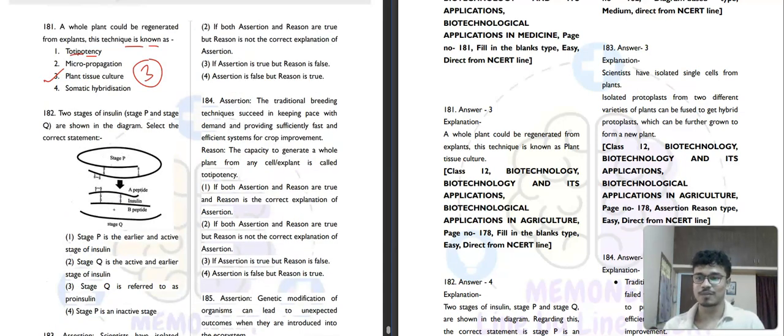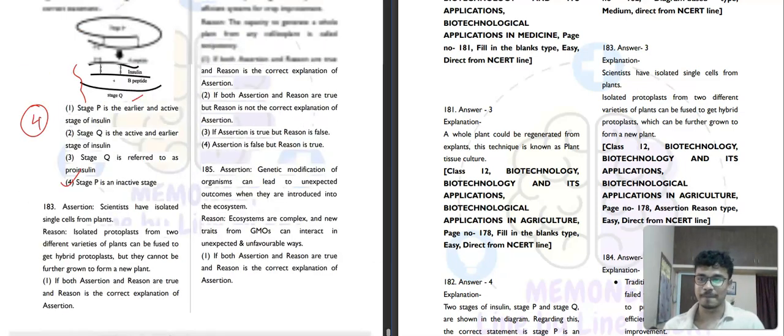182 is saying that two stages of insulin, stage P and stage Q, are given. This is mature, this is immature. You can see the C peptide. So select the correct statement. Stage P is the earlier active stage of insulin, and stage Q is the active and earlier stage of insulin. Stage Q is referred to as proinsulin. Stage P is the proinsulin. Stage P is an inactive stage. So the fourth option is our correct answer. Inactive insulin, proinsulin.